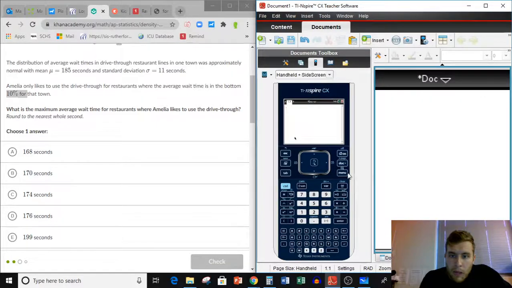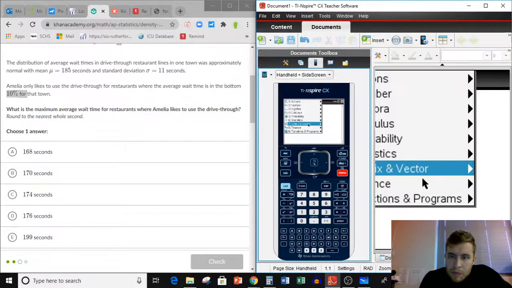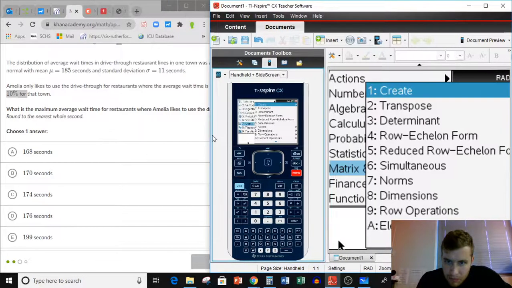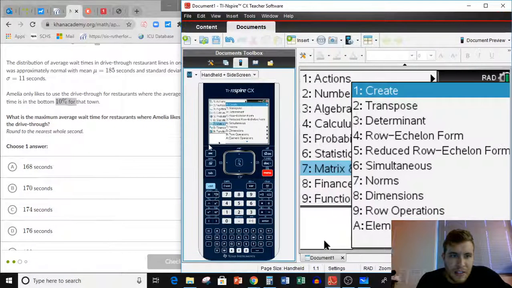So we want menu. Make this. Let me adjust my screen here. It's been kind of weird. I'm doing a lesson from my school laptop because I did not do it at home.